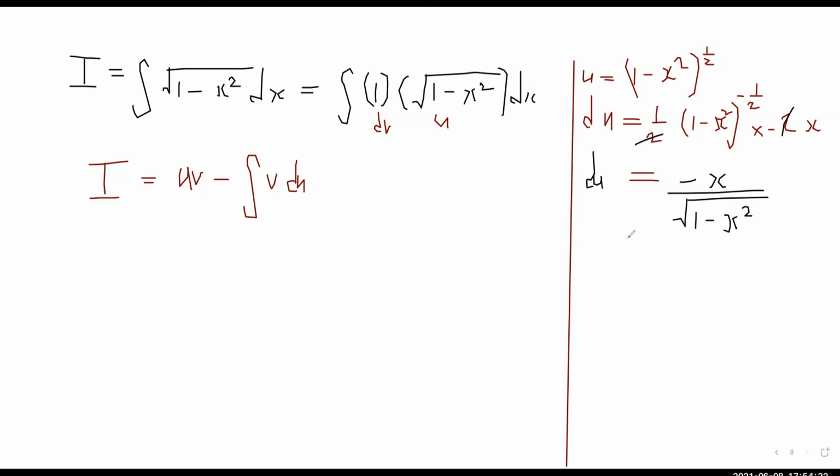Now, if this is du, we can write down our dv. We said our dv we're substituting is 1. Now, if dv is 1, v is going to be equal to the integral of 1, and the integral of 1 is x. Sorry, I said x squared. The integral of 1 is x.